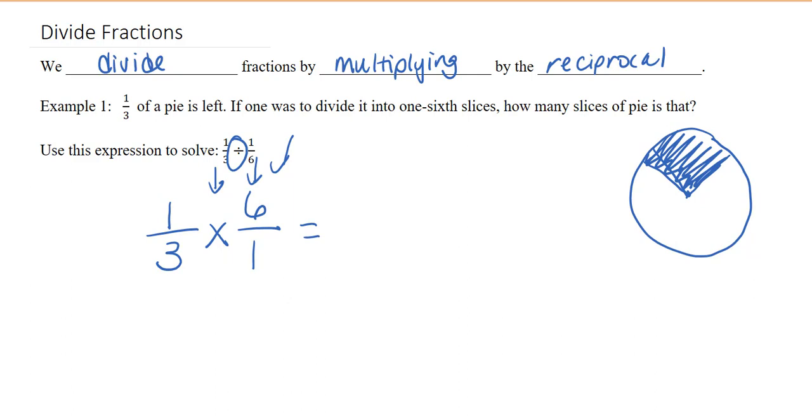Let's go ahead and do our trick. So 3 divided by 3 is 1. 6 divided by 3 is 2. Now we multiply what's on top. So 1 times 2, that's 2. 1 times 1 is 1. So we get essentially 2 pieces or slices.